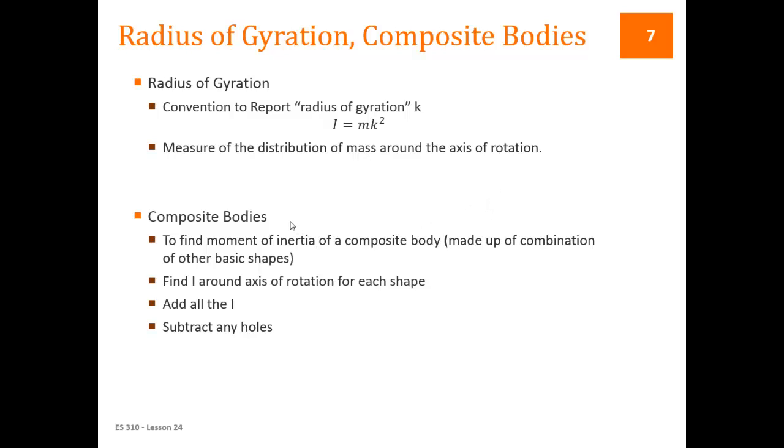So it's a distance measure as to where that mass is relative to the axis that you're rotating around. You could also use composite bodies. If you can find I for each member of the body, each sub-body, then you can combine them all. You find each one around a given point, so shift them all to the same point, and then add them all together and subtract any holes. The key is they all have to be around the same point in order for this to work. You're going to use the parallel axis theorem to shift all of the radii of gyration to the same point.